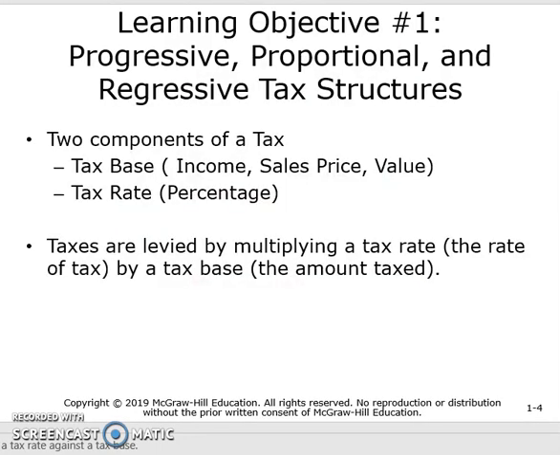So the first thing that we are going to talk about are the different tax structures. Before we get to that, there are two components of a tax. The tax base, which is the amount that the tax rate is multiplied upon, and that is usually an income, a sales price or value. And then the tax rate, the percentage. So taxes are going to be calculated by multiplying the tax rate, the rate of the tax, by the tax base, the amount that is being taxed.